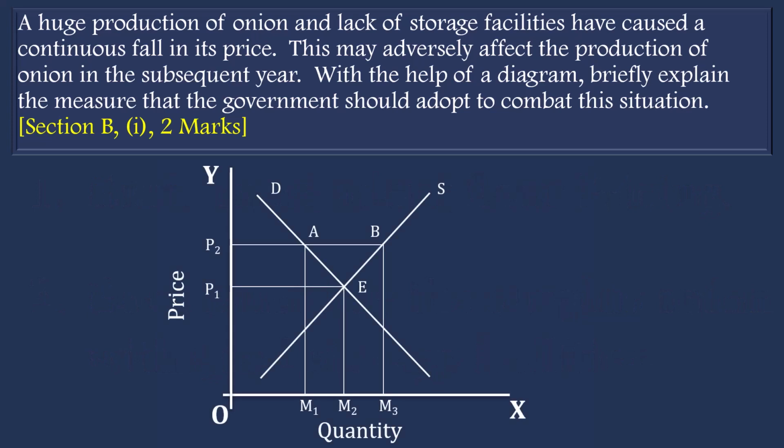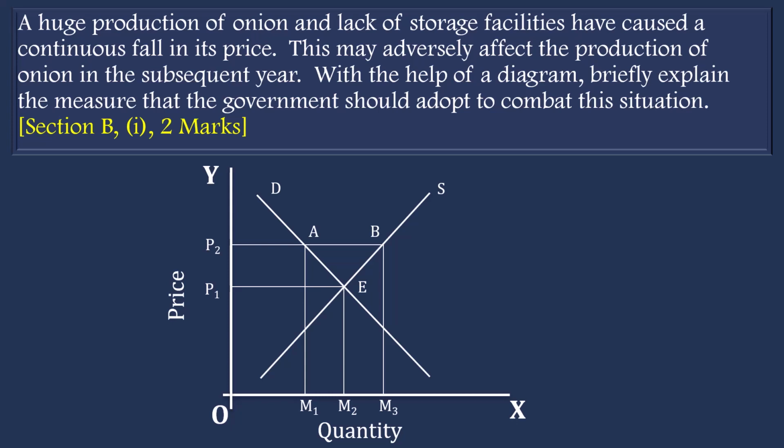Look at this graph. At the market determined price P1, farmers were able to sell only M2 units of onion. Onion is a perishable good. Farmers were unable to store the unsold part of it and wait for a remunerative price to prevail in the market. In the subsequent years, they produce less because market determined price P1 is not remunerative enough for the farmers. If this is allowed to continue, it will lead to a big social and economic problem.